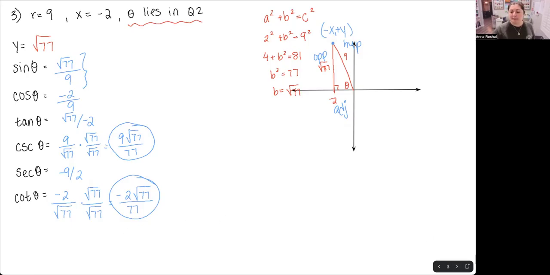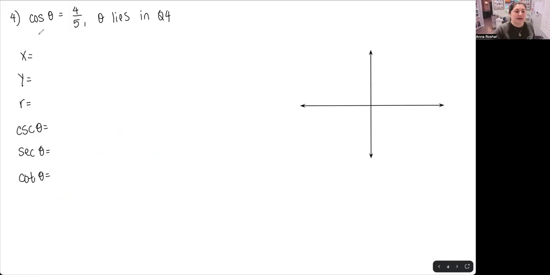Okay. All right, number the next. So I'm told that cosine is 4/5, and I know that cosine is positive. I also know, or should know, that all students take calculus. This tells me that all of my trig functions are positive. Sine and cosecant are positive in here. Tangent and cotangent are positive in here, and cosine and secant are positive in here.